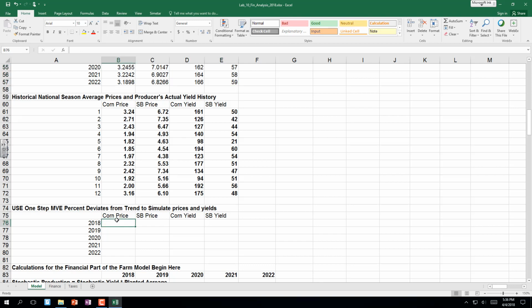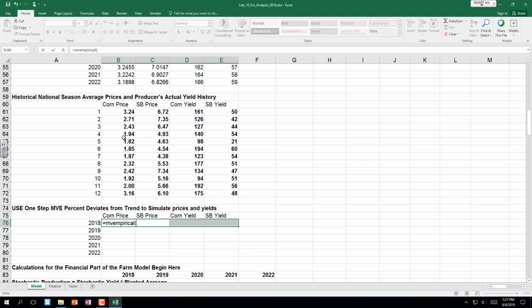Okay? So, first thing we need to do, step 1, is develop a multivariate empirical probability distribution of percent deviations from trend to simulate prices and yields. And the way we're going to do that is we're going to use the 1-step method here. Don't do it in homework. You've got to use the 2-step method in homework. Okay. So it's equal MVEMPIRICAL, multivariate empirical.